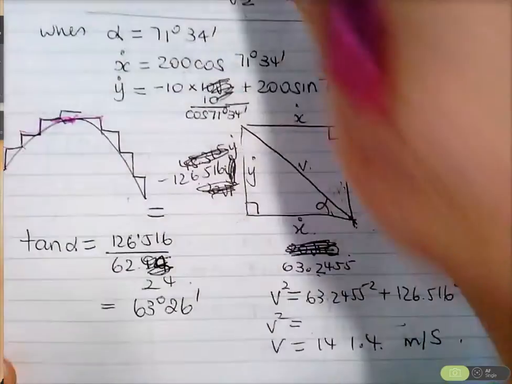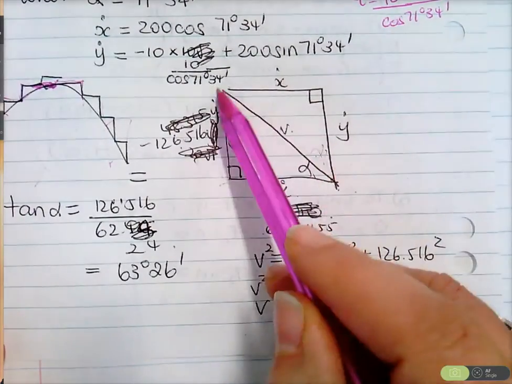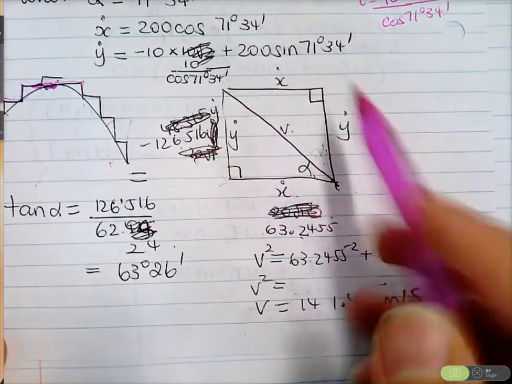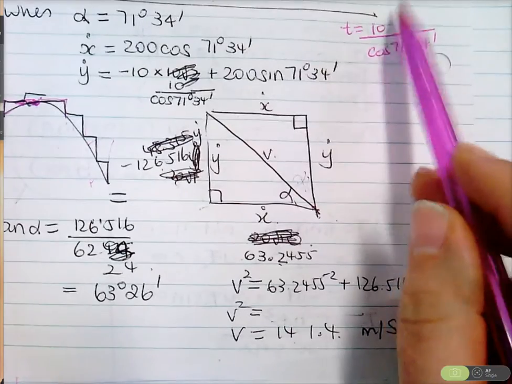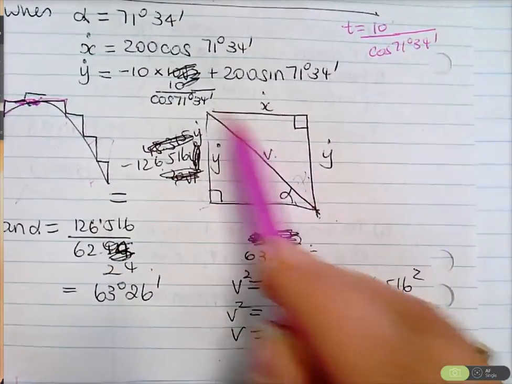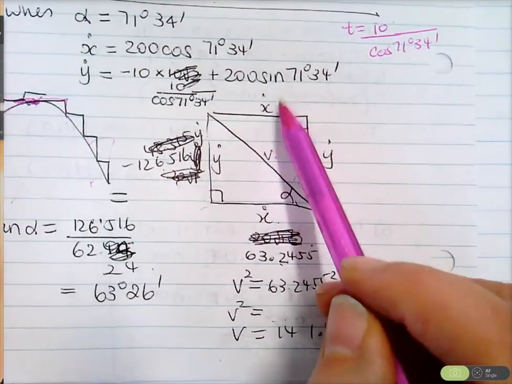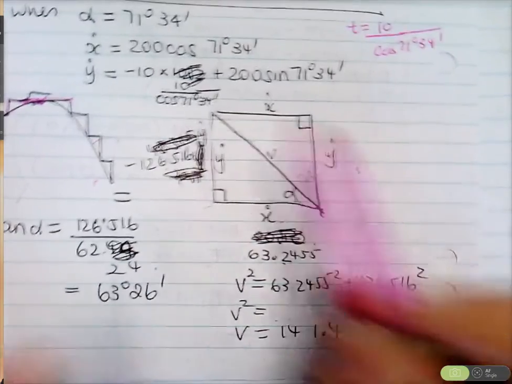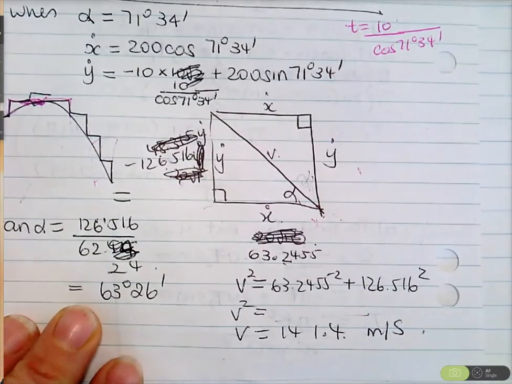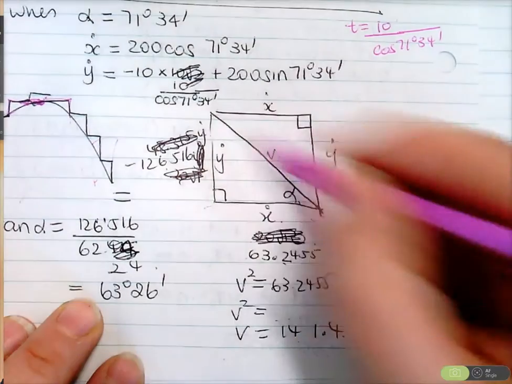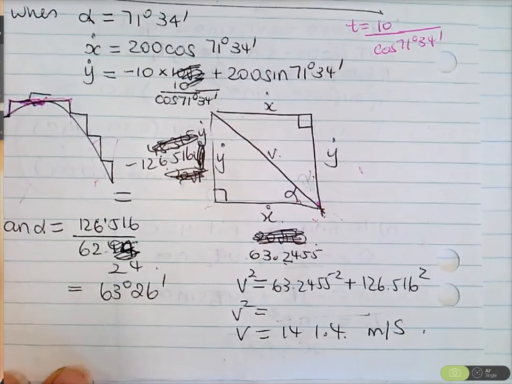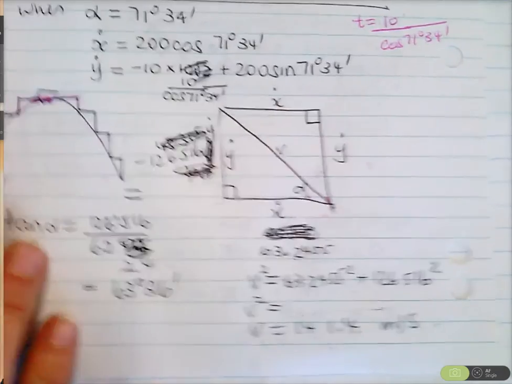So this is for the one that's hitting on the way back down. We know that's at time 10 over cos 71 degrees 34 minutes. We work out the horizontal and the vertical components of velocity at that time and do Pythagoras' theorem and trigonometry. Pythagoras' theorem gives you the velocity. Trigonometry gives you the angle. All right? Look, we're going to practice it heaps more times, all right?